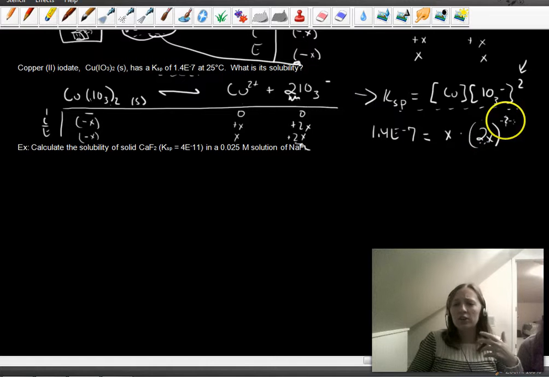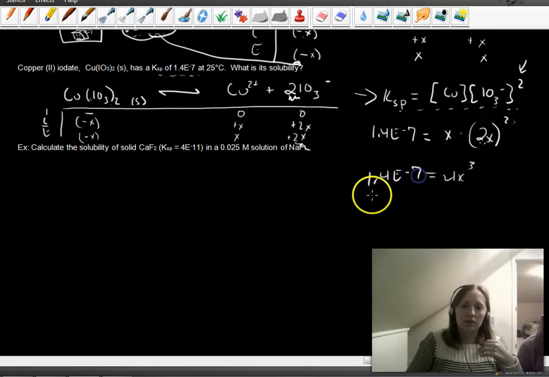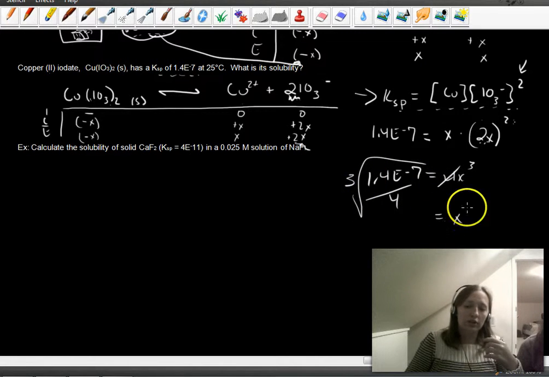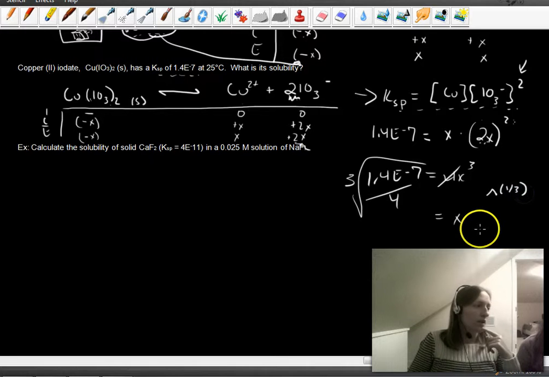And then you end up having 4x squared times x, which is 4x cubed. So 4x cubed is 1.4 e to the negative 7. You divide by 4, and then you cube root, which your calculator can do. There's a little spot for it on the math button, or you can raise it to the 1/3 power. That's the same as taking the cube root, and it's easier to type.